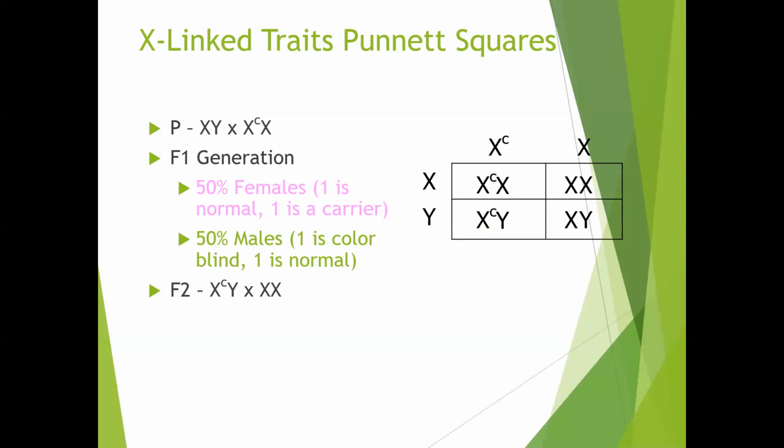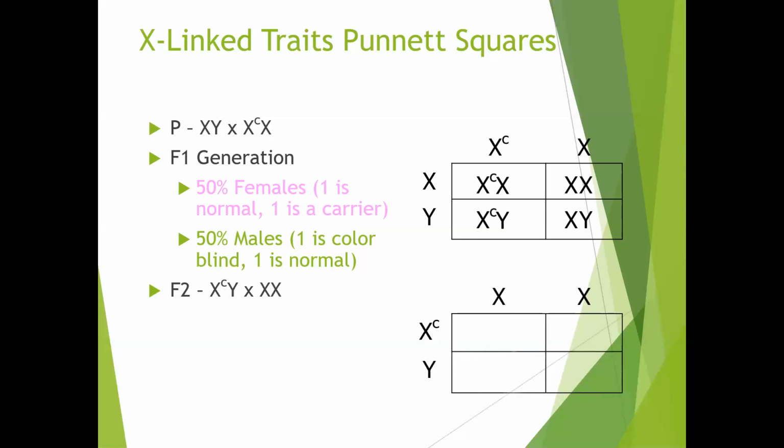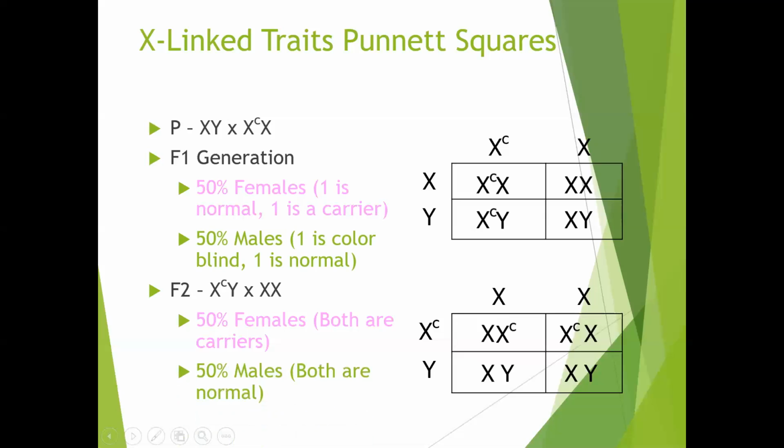So let's go ahead and cross again. We're going to cross a normal female with a male who does have color blindness, and we're going to see how that generation turns out. All right, so we can see that 50% are females, but 100% of them are carriers. There's a 50% chance we'll have males, and both of them are normal.